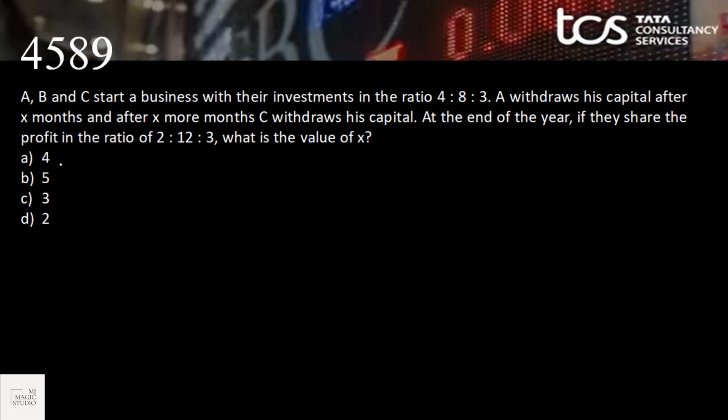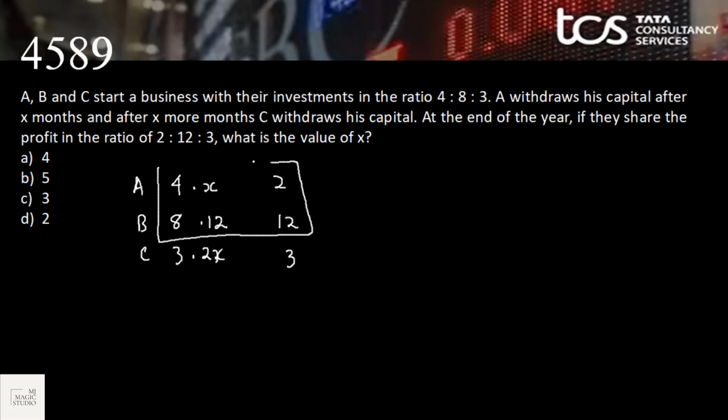Okay, on to the next one. A, B and C start a business with the investment in the ratio of 4:8:3. A withdraws his capital after X months. That means he has invested only for X months. And after X more months, C withdraws his capital. C has invested his capital for X plus X, that is 2X months. At the end of the year, B's investment is there for the full 12 months. They share profit in the ratio of 2:12:3. What is the value of X?